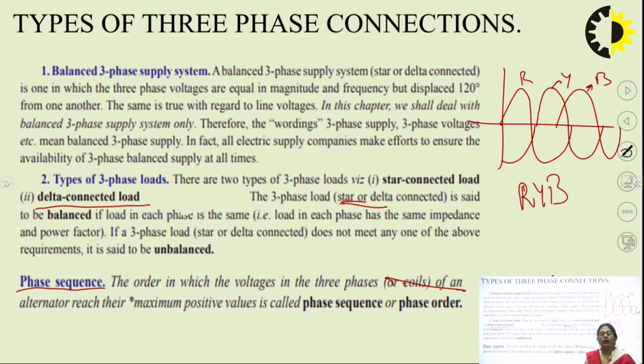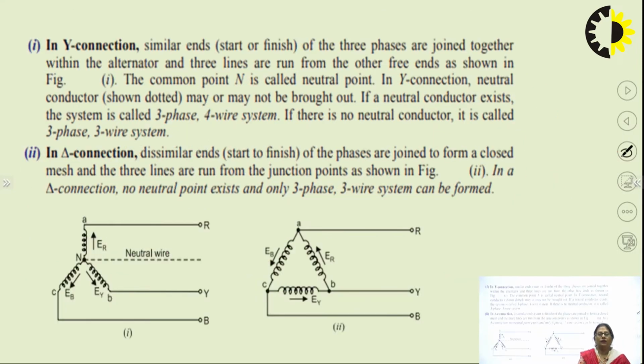Now coming to the two connections, or the types of loads we can be connecting. It can be either star connected or delta connected. First, going with the star kind of connection, if you just see, this is the star kind of connection. It is forming a star formation, right?